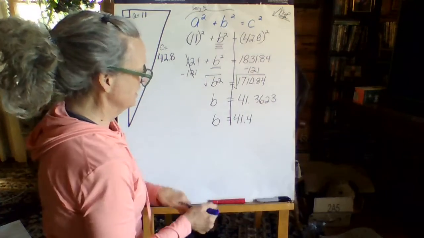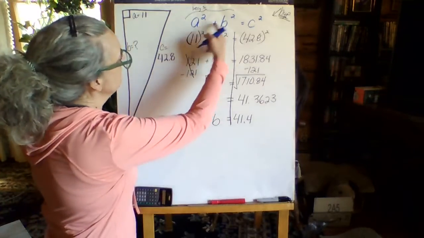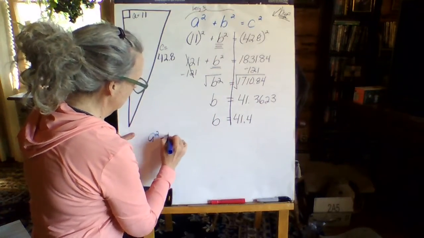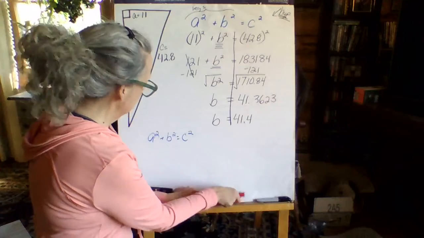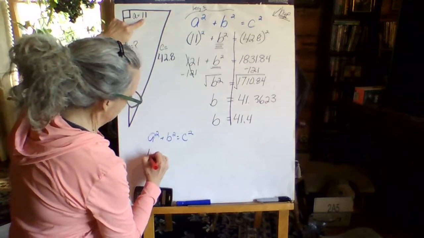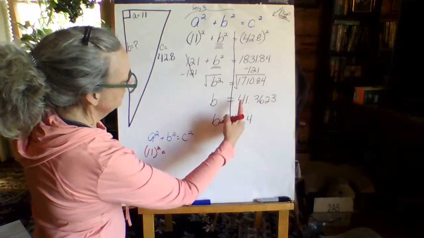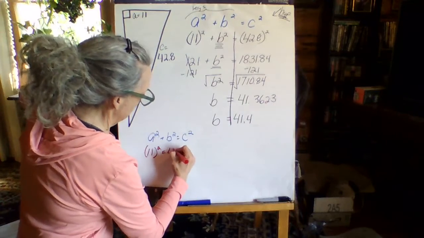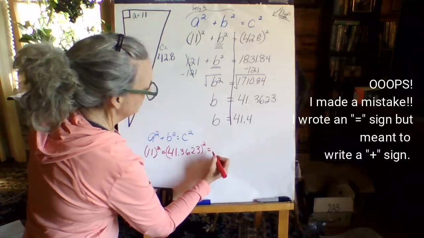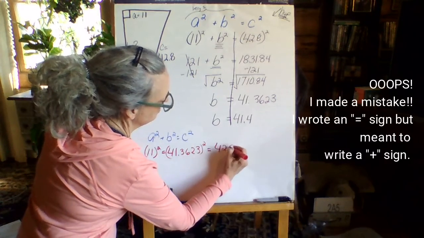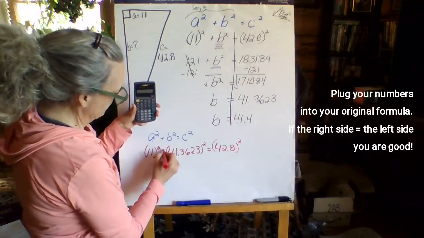And this is always a good idea, especially when you're at home doing these and you've got nothing better to do anyway. You just plug them back into this equation. A squared plus B squared equals C squared. Running out of time, so I'm going to work really quickly. The length of the two legs: 11 squared, plus B, and I'm going to use the longer number so it's more accurate, 41.363 squared, equals C squared, 42.8 squared. Use your calculator, whatever you got. Oh, this is plus. I'm very sorry.